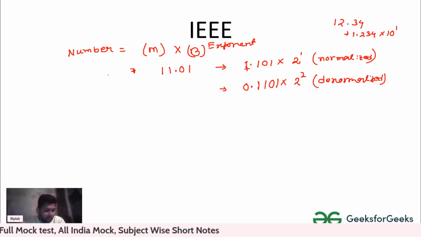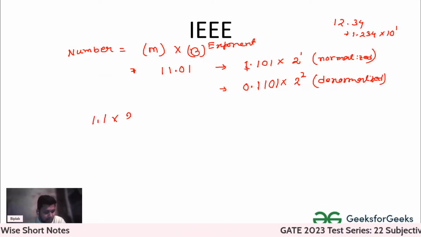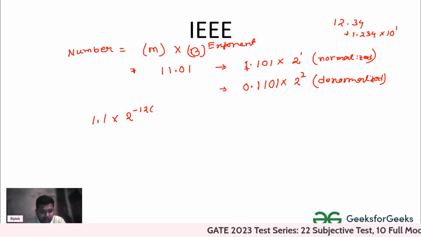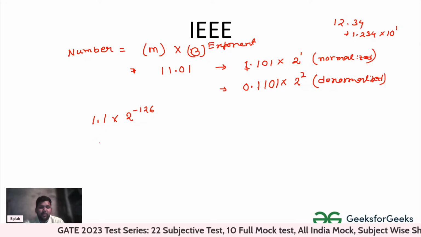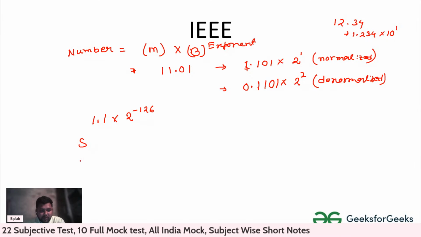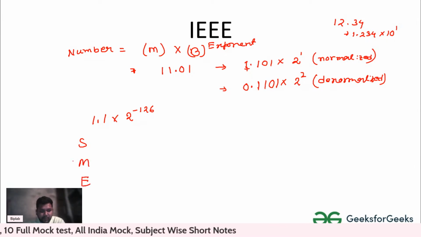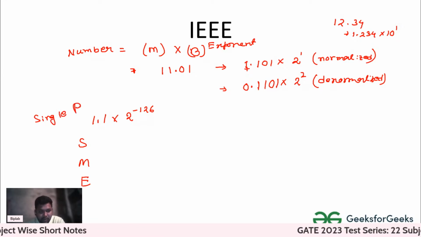Okay, fine. So let's take a number. Let's say 1.1 into 2 to the power minus 126. So how can we represent this? To represent this, we have to find the values of three variables: s, m, and e. Let's say we want to do it in single precision.